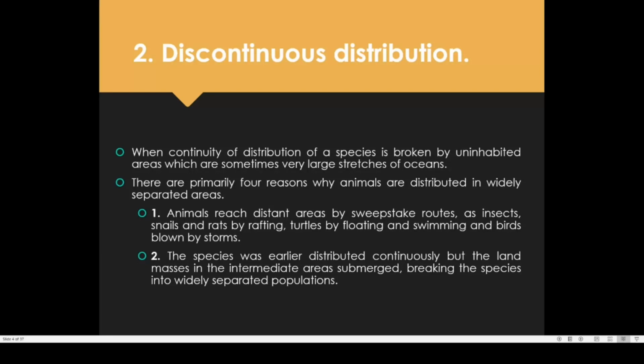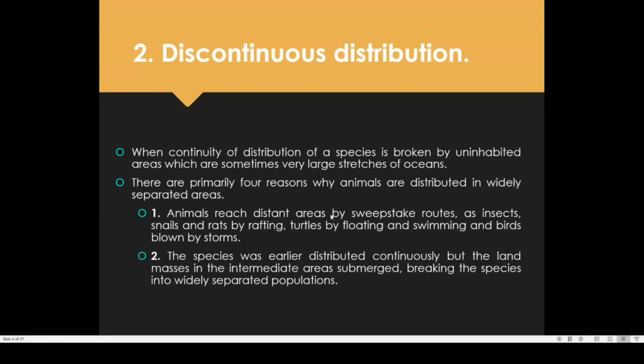Maybe once these animals enjoyed a continuous distribution, but due to several reasons, some of the animals in the intervening regions or middle areas might have disappeared because of unfavorable conditions, lack of food, or climatic changes, and the animals living in the middle area might have become extinct. And now the elephant is present only in Asia as well as Africa. Here you can see that the continuity of distribution of a species is broken by uninhabited areas, which are sometimes very large stretches of ocean. That is the nature of discontinuous distribution.